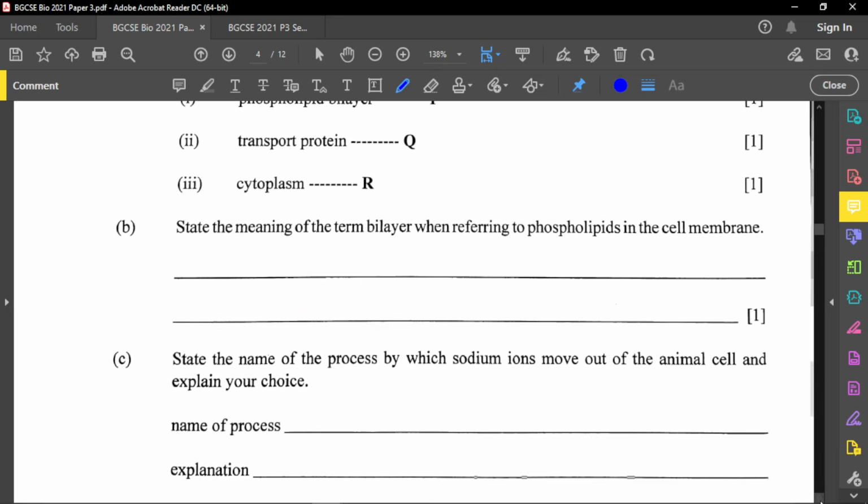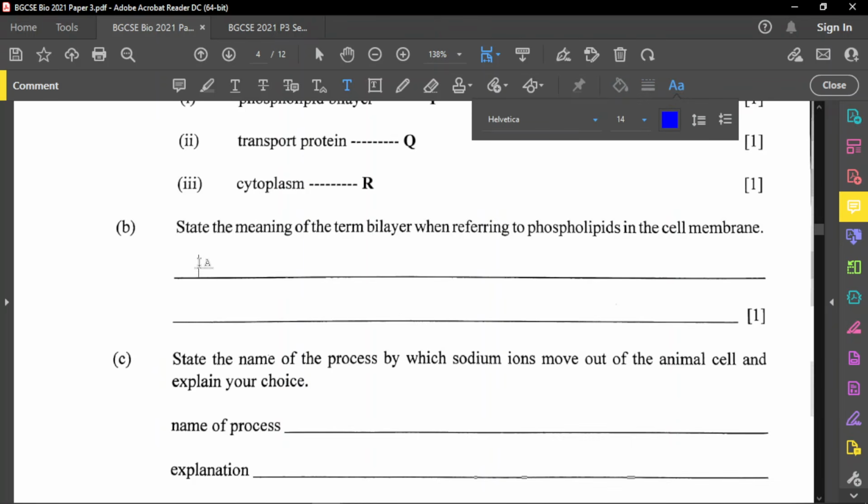Let's look at part B now. And for part B, it says state the meaning of the term bilayer when referring to phospholipids in the cell membrane. Again, bilayer, the word bi means two. So this is two layers of phospholipid, right? So it literally means two layers. Two layers of phospholipid, okay? That's what it really literally means. Now, there's an inner layer and there's an outer layer, right? So two layers of phospholipids.